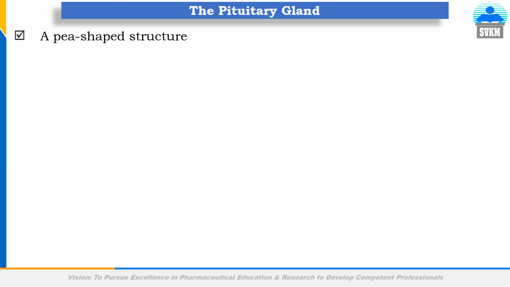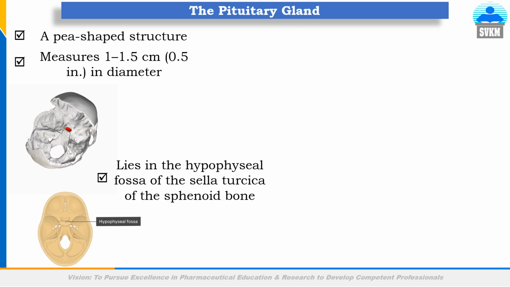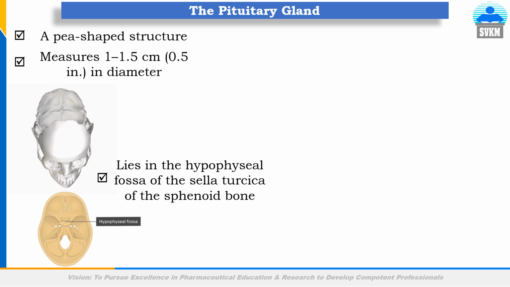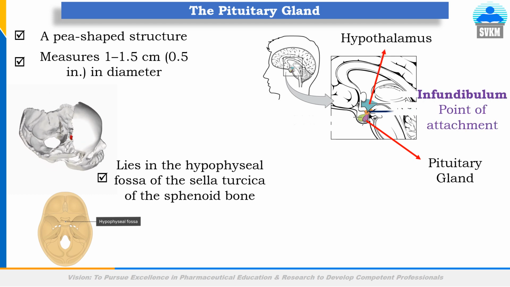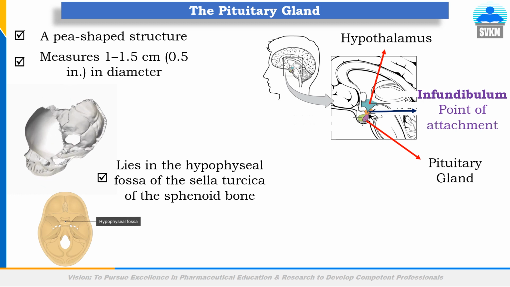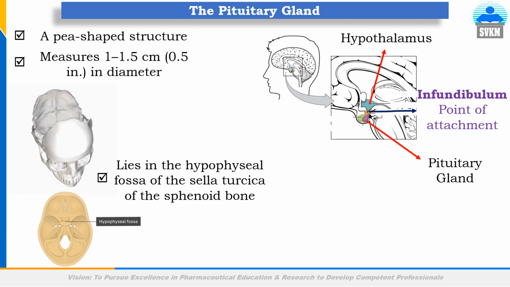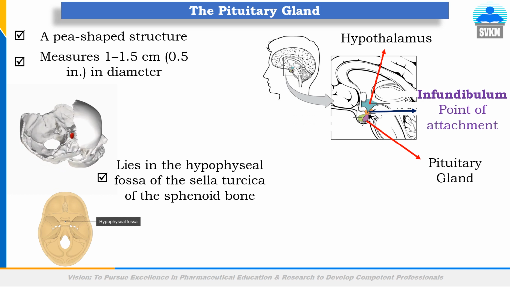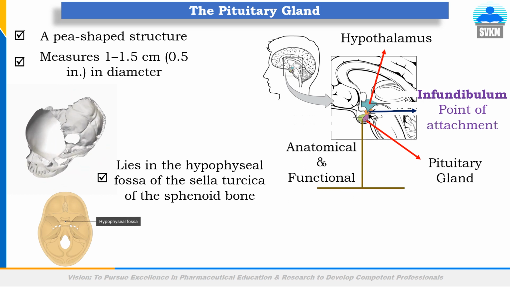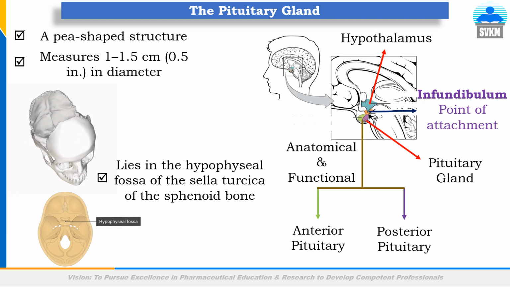The pituitary gland is a pea-shaped structure, measures about 1 to 1.5 centimeter in diameter, and lies in the hypophyseal fossa of the sella turcica of the sphenoid bone. The infundibulum attaches the hypothalamus to the pituitary gland, so it is regarded as the point of attachment. Anatomically and functionally, the pituitary gland has two lobes or regions: one is the anterior pituitary, the second is the posterior pituitary.